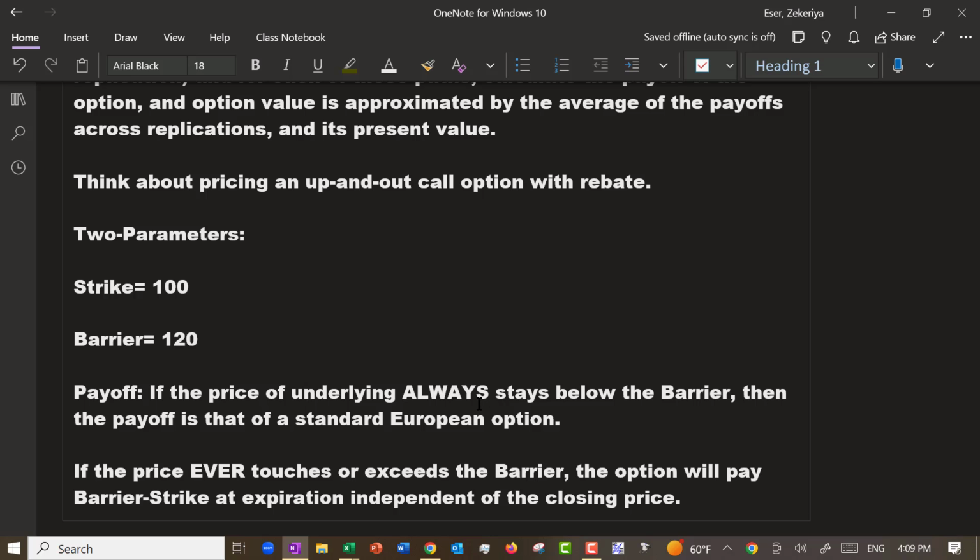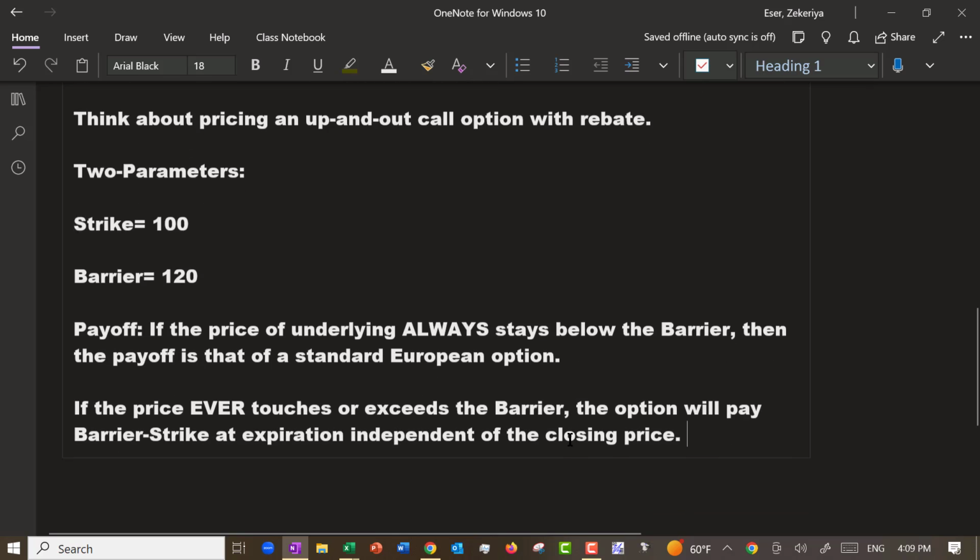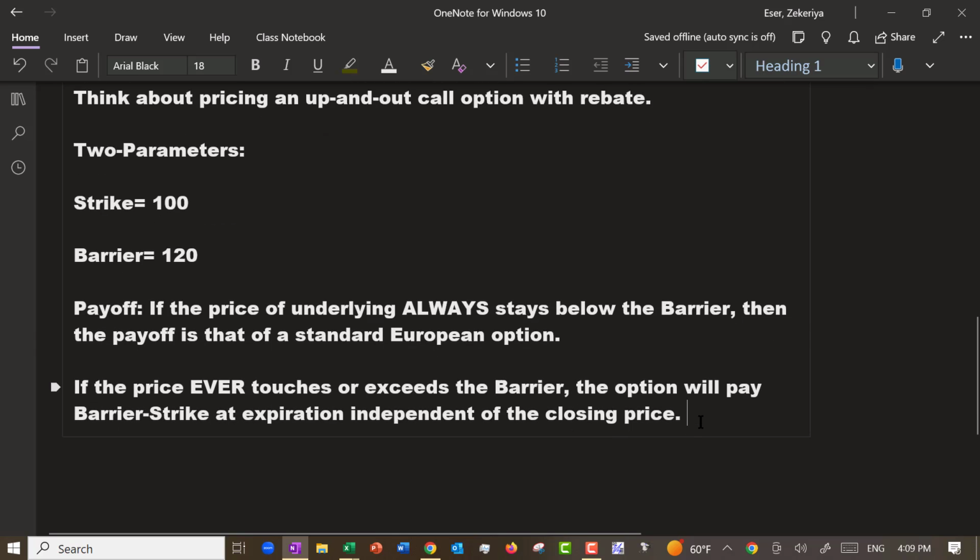Once it touches that barrier, option ceases to exist. Okay? That's why it's called up and out. And in this case, it gives a rebate, $20. Basically, it says, okay, looks like this thing is gonna finish in the money. How about I give you 20, you give up the option. That's the contract. Whether or not it goes down to 90 or to 900 after that is immaterial.